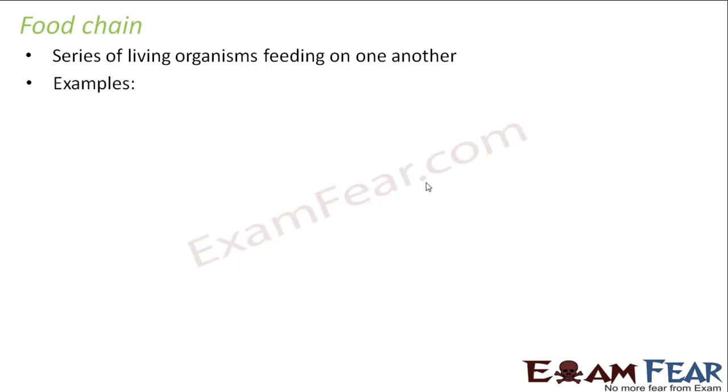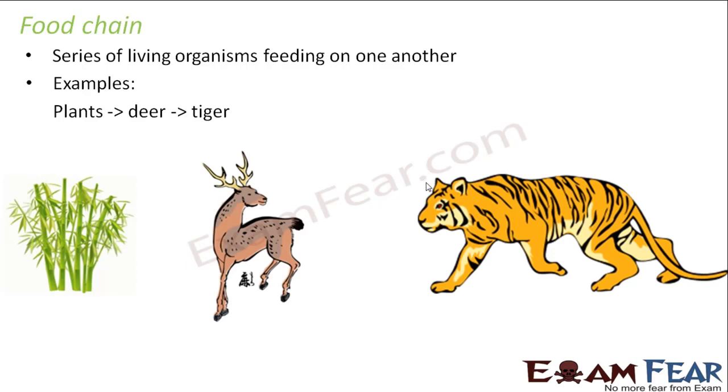So let us look at an example so that the concept becomes clearer. For example, plants, deer, tiger. So if you see, plants are the producers here, right? Because they are producing food. Now these animals, deer, they feed on plants. And these deer are then fed upon by animals like a tiger. So this is forming a food chain. That means plants are eaten by a deer. Deer in turn is eaten by a tiger. So this is a series of living organisms feeding on one another. So this is called a food chain, right?